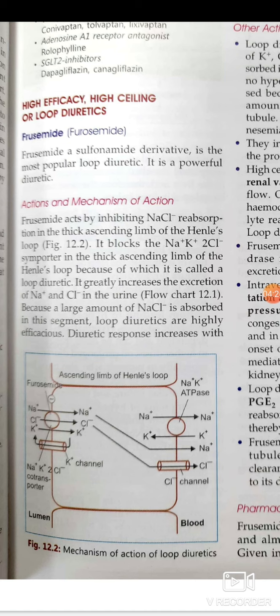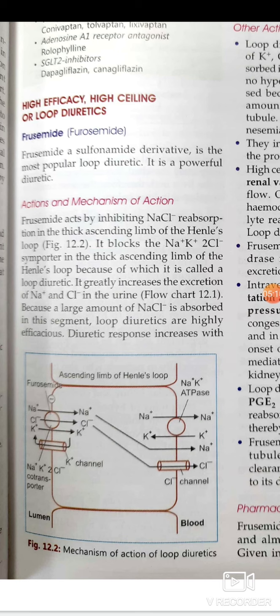And particularly where it occurs, that is in the loop of Henle, they act on the ascending limb of the loop of Henle. You can see the structure of the ascending limb of Henle's loop, where it shows that it blocks the Na+ K+ 2Cl- symporter in the thick ascending limb of Henle's loop, because of which it is called a loop diuretic. So as I told you, they act on the loop of Henle, and that's why they are known as loop diuretics. They inhibit the sodium potassium 2 chloride symporter.